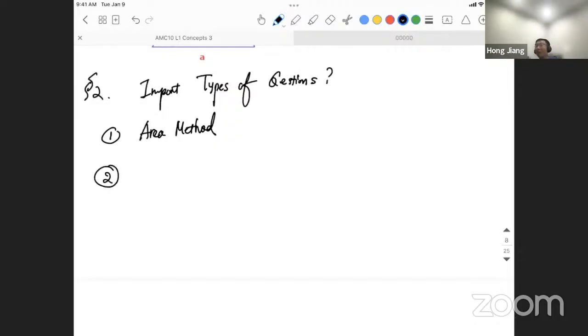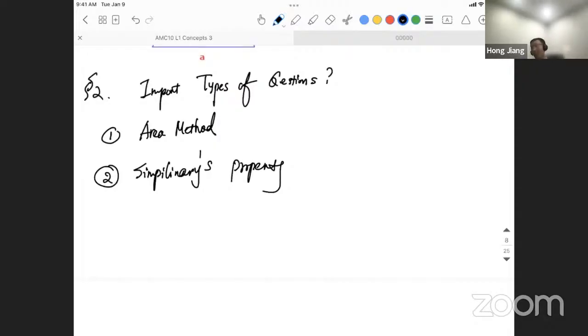Second, later I'm going to give you sample questions, but first I just like to list out all those big categories. The second one is actually, like I mentioned, similarity properties.